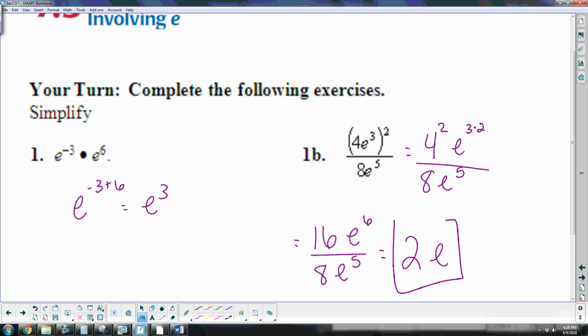And in the second example, you have a couple components. First, you have to distribute this second exponent to both terms inside the parentheses, so 4 squared times e to the 3 times 2 power, which is e to the 6th power. 4 squared is 16. And then your denominator, 8e to the 5th. You can simplify this by moving this e to the 5th to the numerator, and when you do, you subtract the exponents. You have the same base, so you have 2 times e.